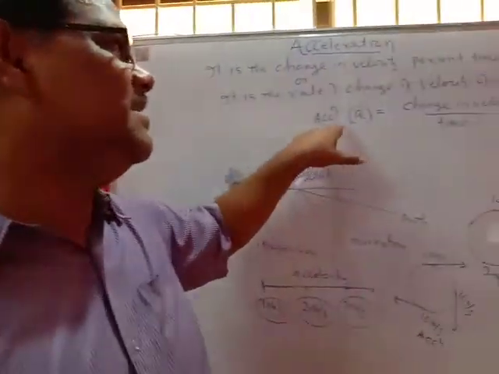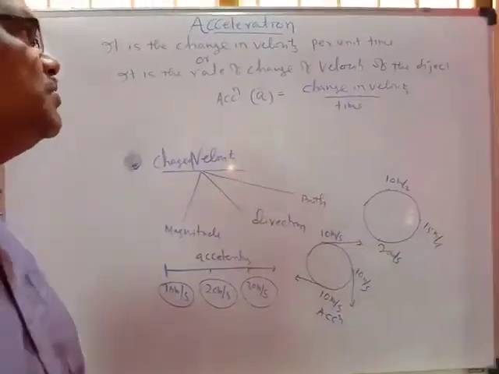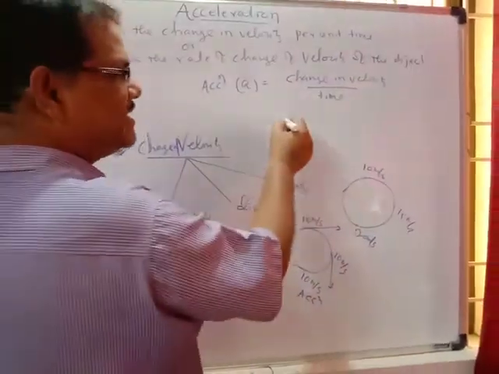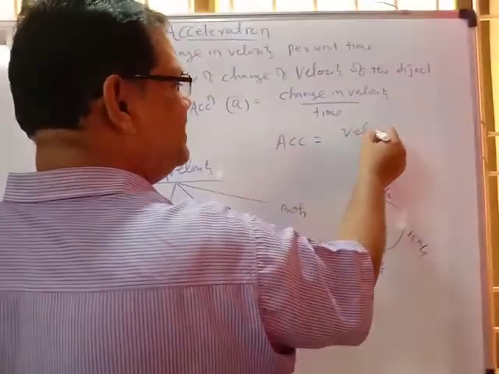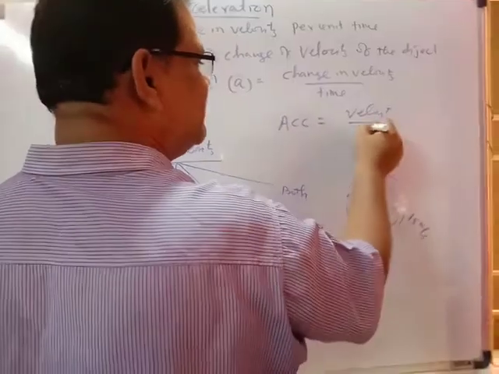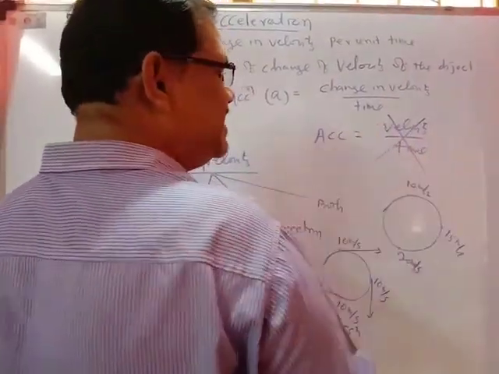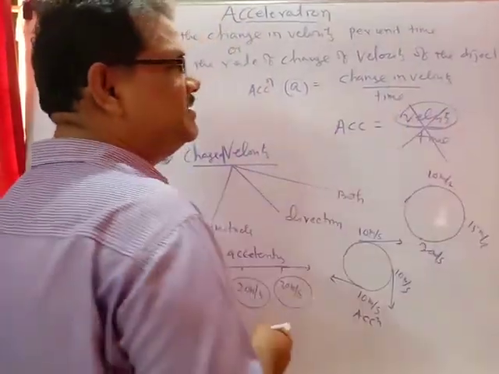So acceleration is equal to change in velocity by time. We must use the words change in velocity. Sometimes students write acceleration equals velocity by time. If somebody writes like that, it is the wrong concept. You should not write in that manner, because it is not velocity by time, it is the change in velocity by time.